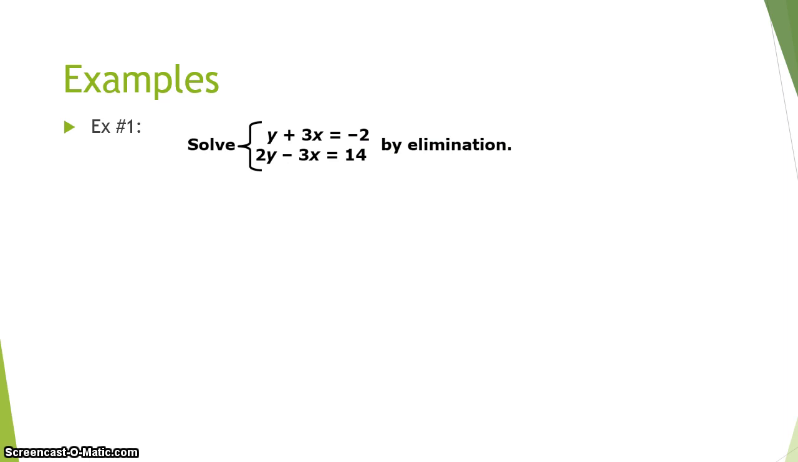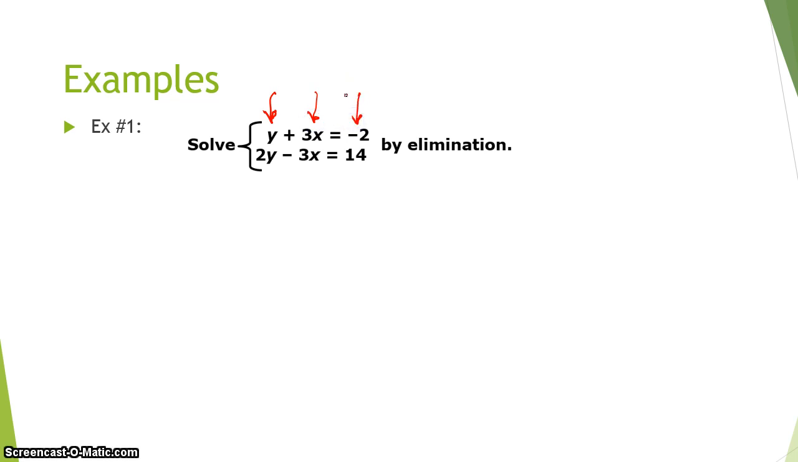Our first example says solve y plus 3x equals negative 2, and we have another equation, 2y minus 3x equals 14, by process of elimination. So we have to think back to our 4 steps from the previous slide to help us solve this. We first have to check both of the equations to make sure that the like terms are aligned, meaning they line up. Notice my y's line up, my x's are lined up, and my numbers that stand alone are lined up.